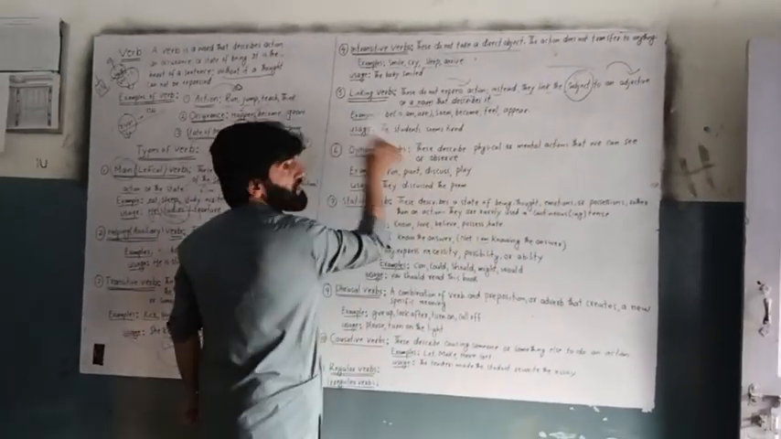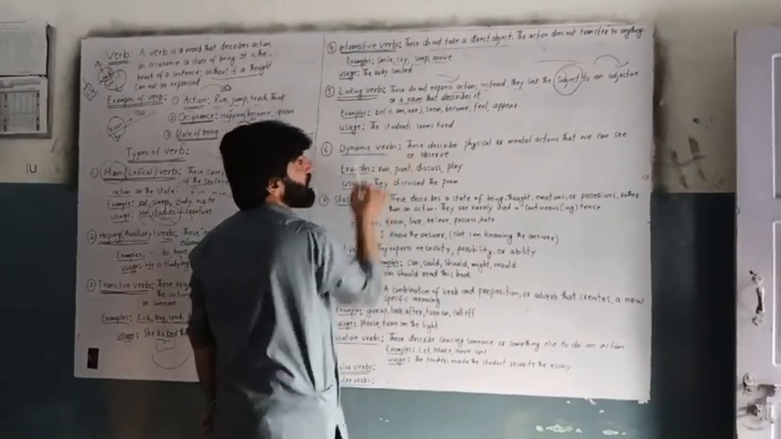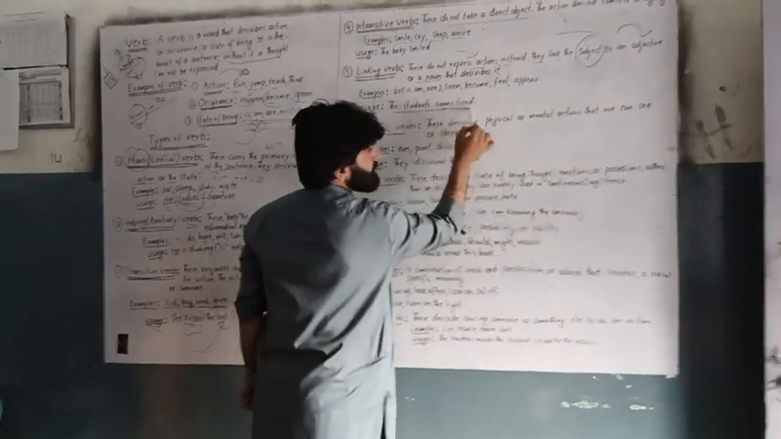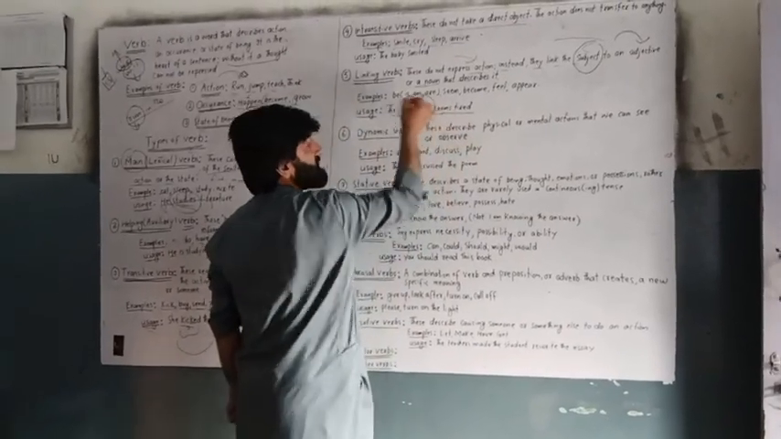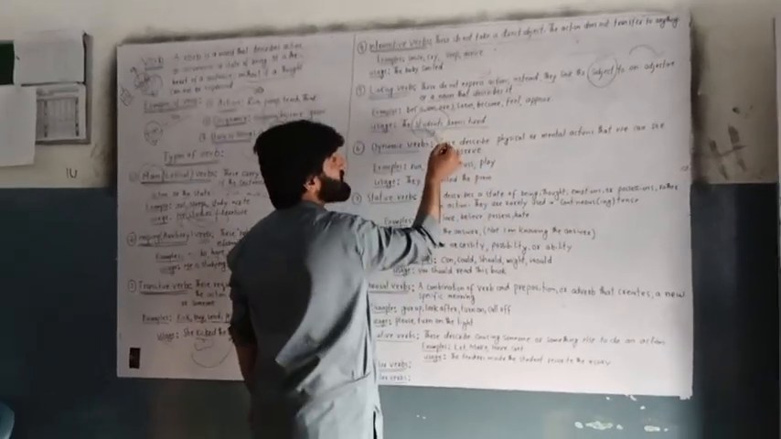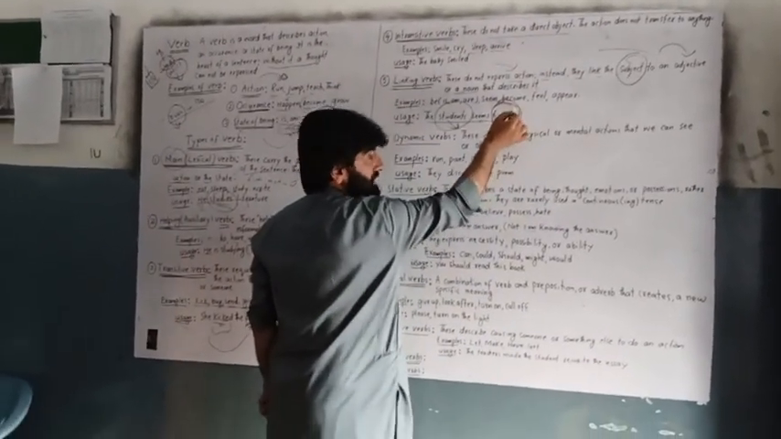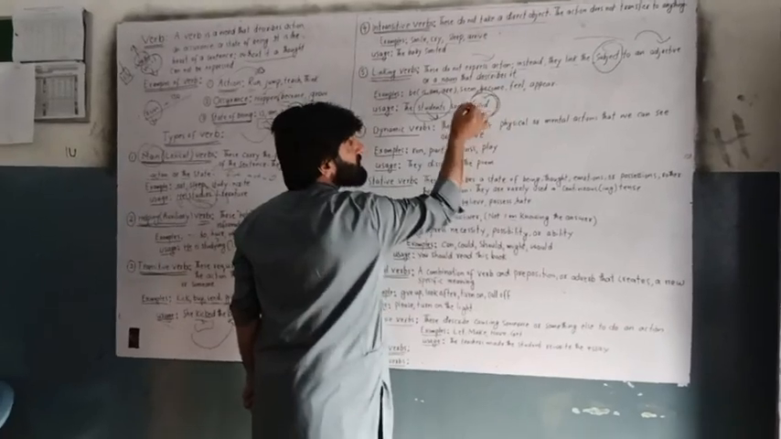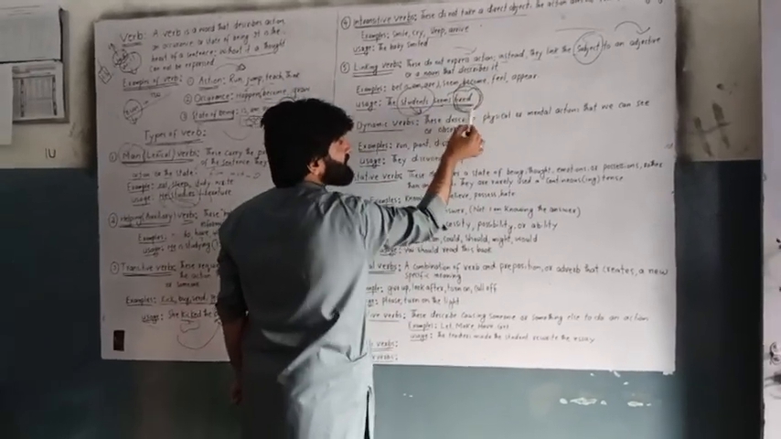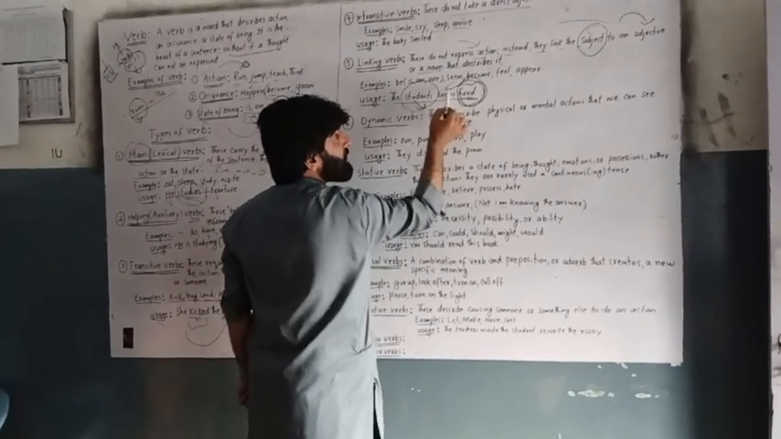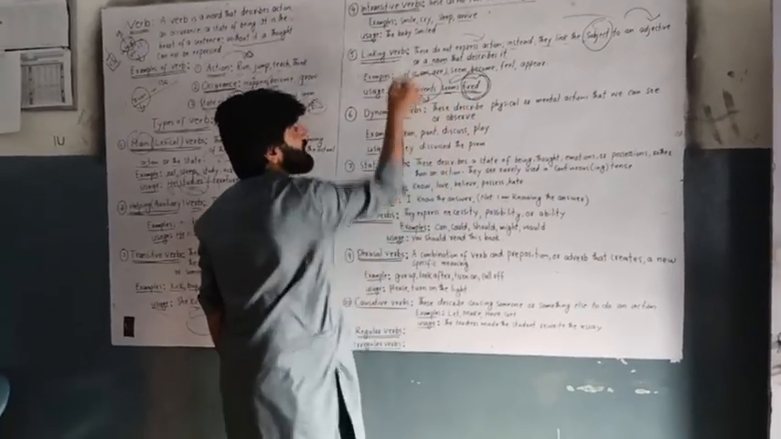For example, the be family: is, are, and seem, become, feel, appear. For example, the students seem tired. So this is the student, this is the subject, and this subject is connected with this word, tired. Tired is an adjective. Which word connects this adjective with the noun? That is the verb seem. So this seem is a linking verb.